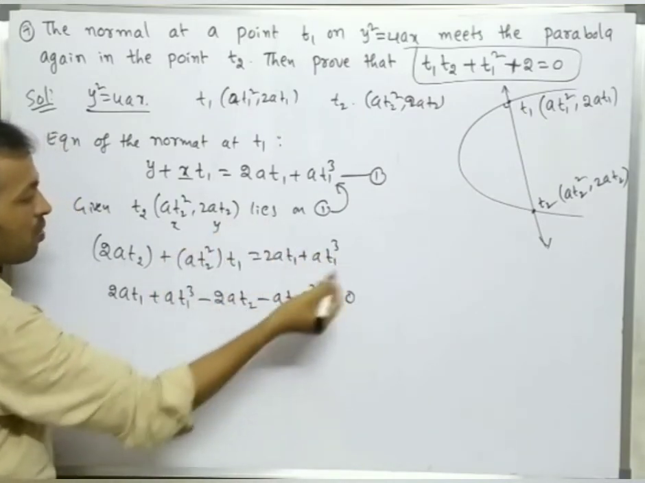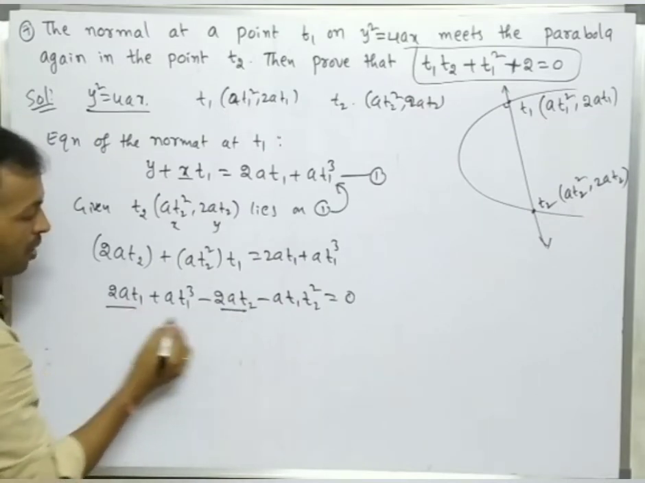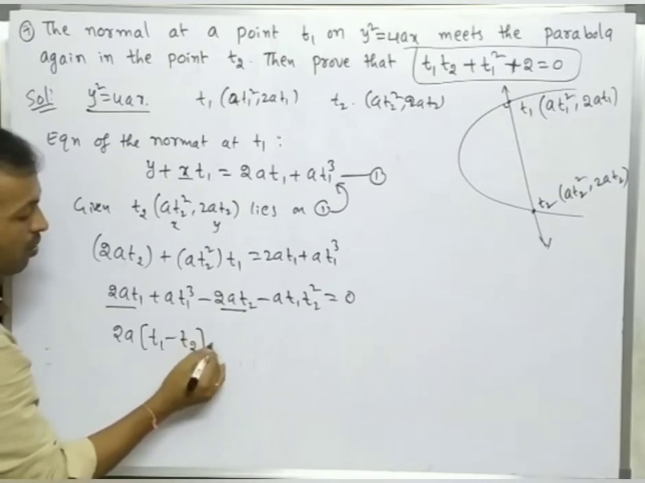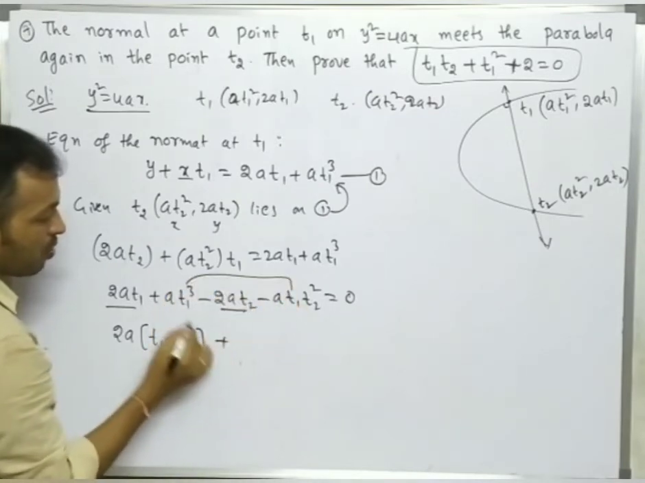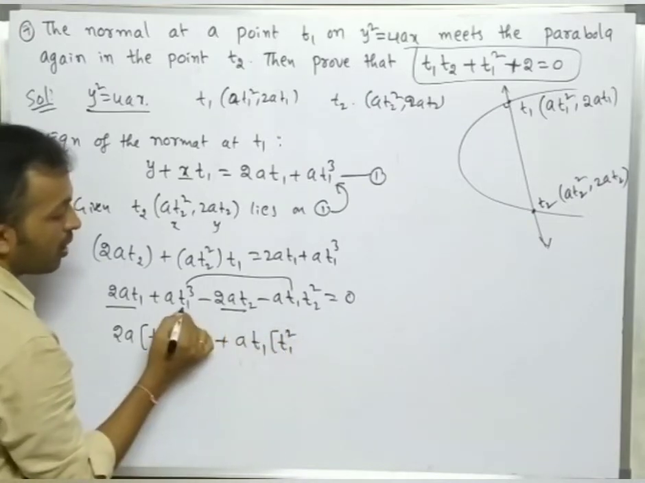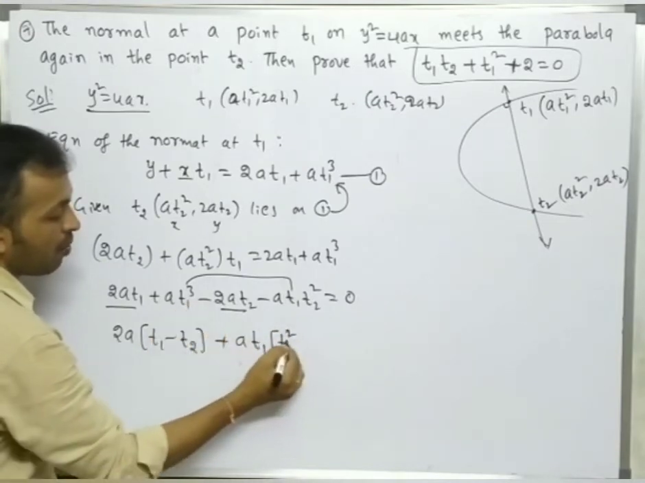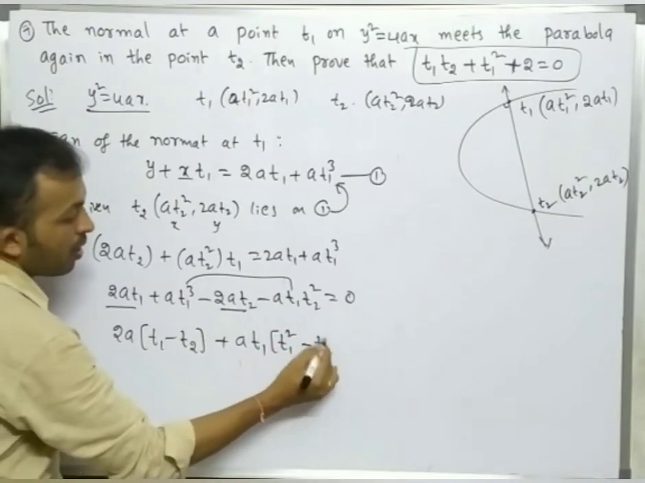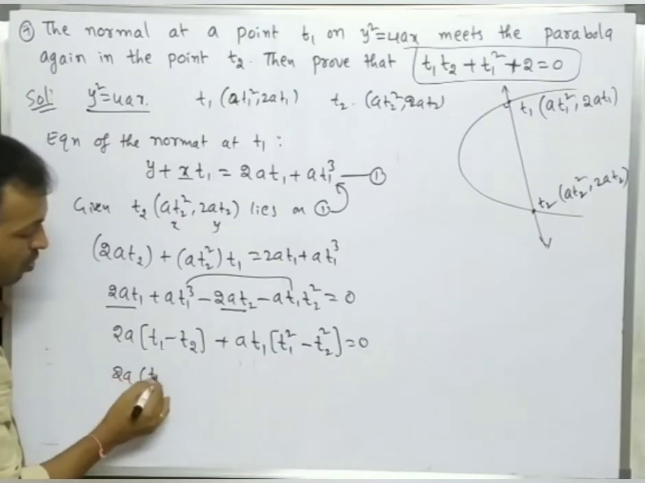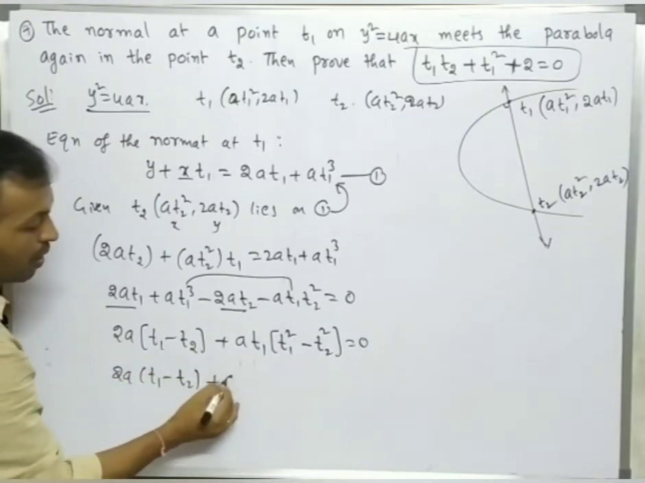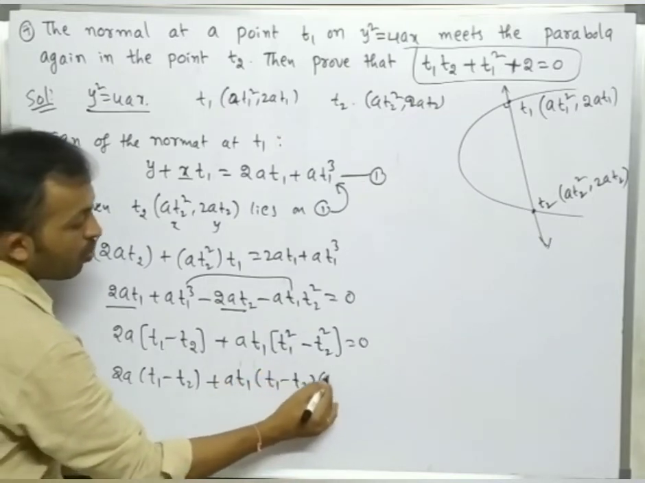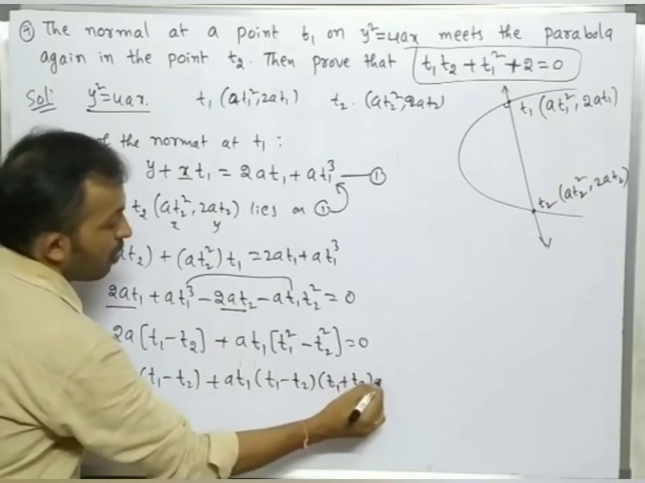Bring these two terms to the right hand side. Now what is common in these two? 2a is common. What is remaining? t1 minus t2. Next, what is common in these two? a common and also t1 common. What is remaining here? 3 from 3 t1s, 1 t1 is common, 2 t1s are remaining, minus t2 square is equal to 0. So next 2a into t1 minus t2 plus a t1 into t1 square minus t2 square, this can be written as a plus b into a minus b, a square minus b square.